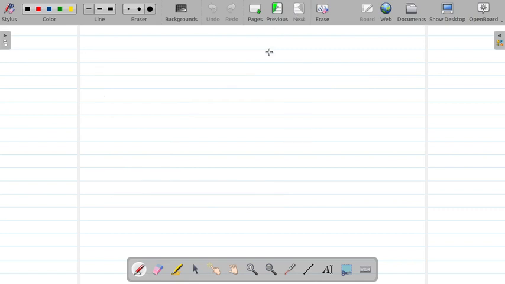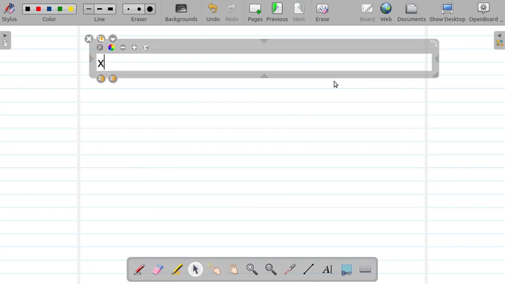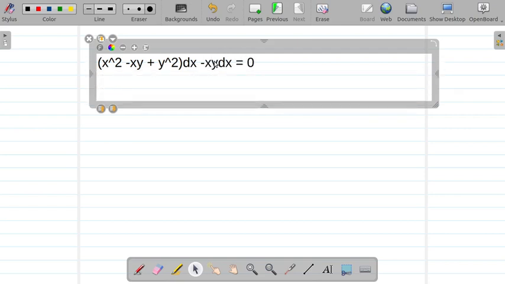So x to the power of 2 minus xy plus y to the power of 2 times dx minus xy dy is equals to 0. So, substitute na din nato ang value.